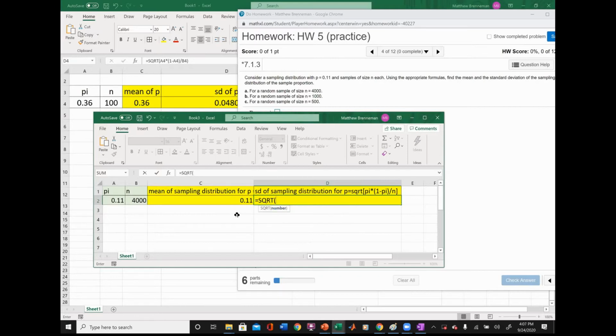And again, I don't want to enter the number, because I'm going to change pi. So I'm going to tell Excel, whatever's in this cell, use this, and then multiply it by 1 minus whatever is in that cell. And then divide by the sample size.